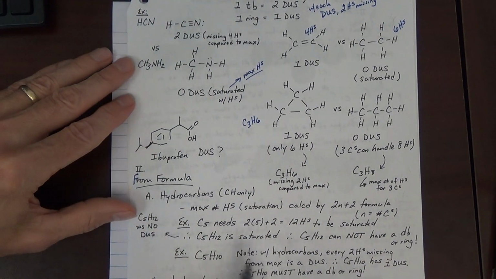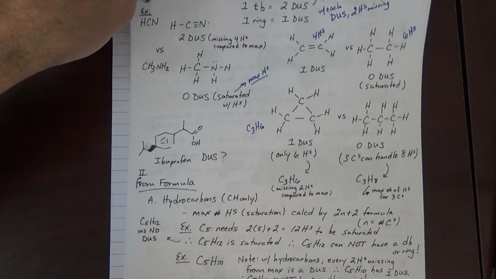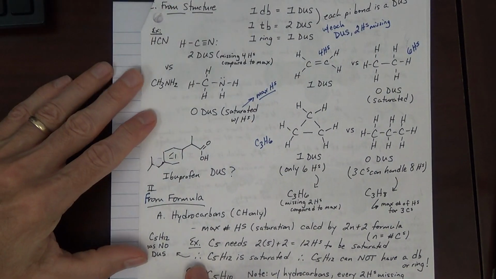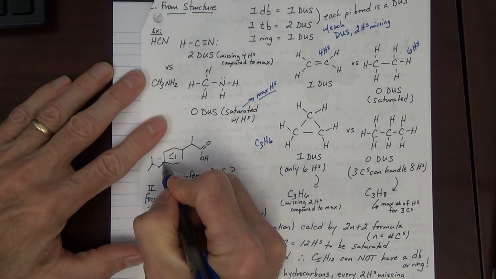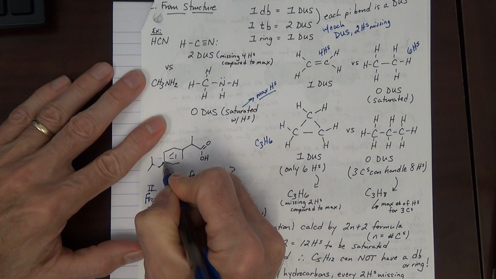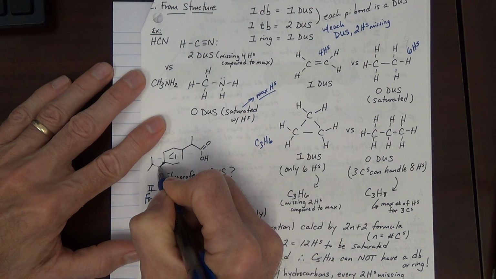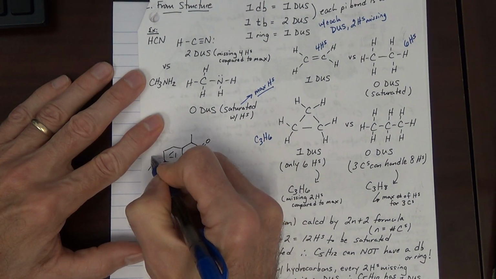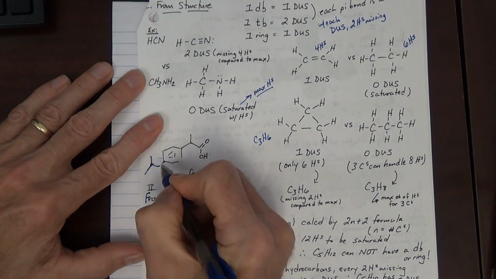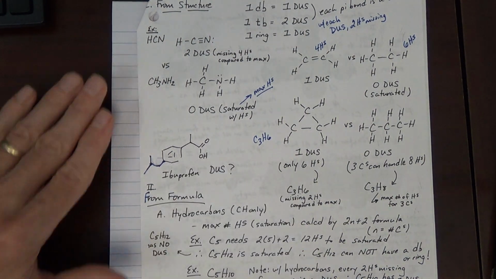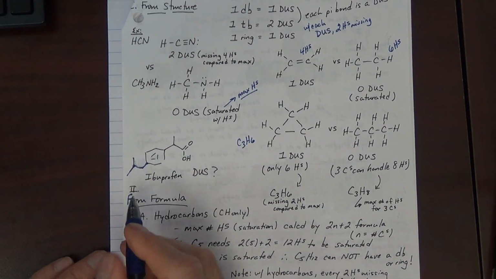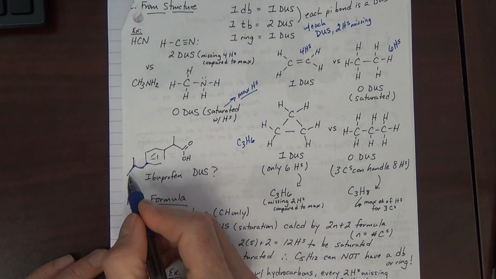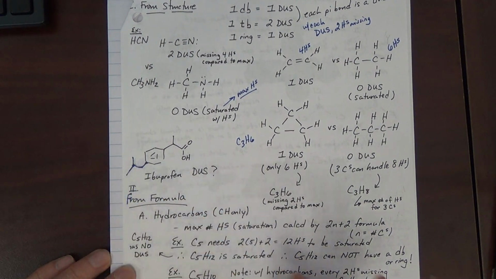Okay, how many DUS does ibuprofen have? Now we got hole punched here. This is just a plain alkane group, an alkyl group. Carbon, carbon, carbon, carbon. Basically there's no double bond here. There's no DUS here.